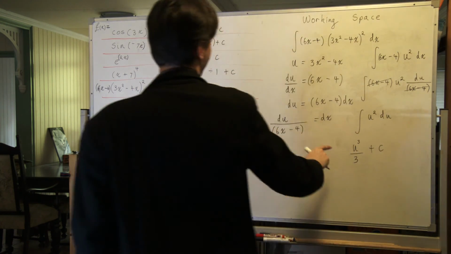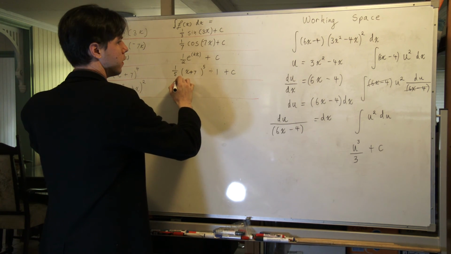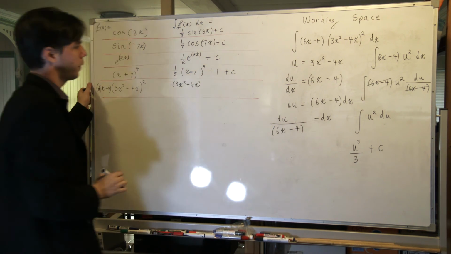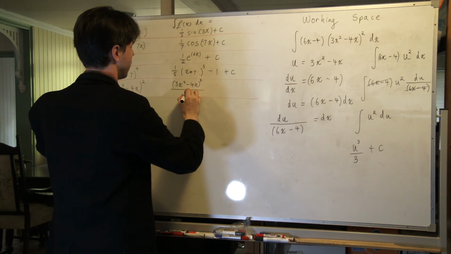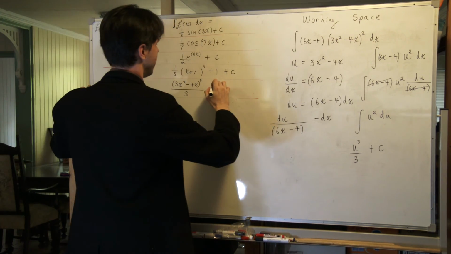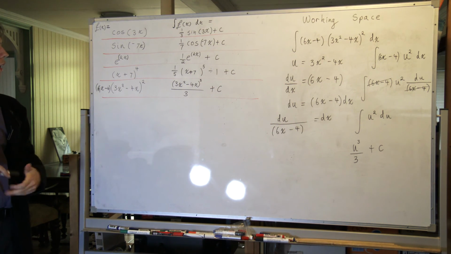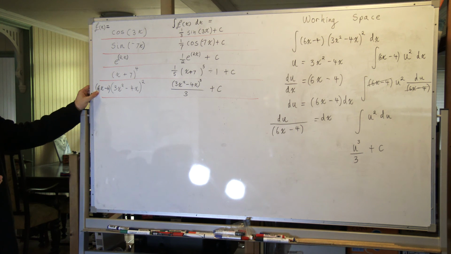So if u was 3x squared minus 4x, my answer here is going to be 3x squared minus 4x, to the power of 3, divide by 3, and add a constant. And there we have it. I just wanted to verify that it worked, because sometimes when you see brackets, it gets nerve-wracking, but also sometimes it isn't. So, same pattern.